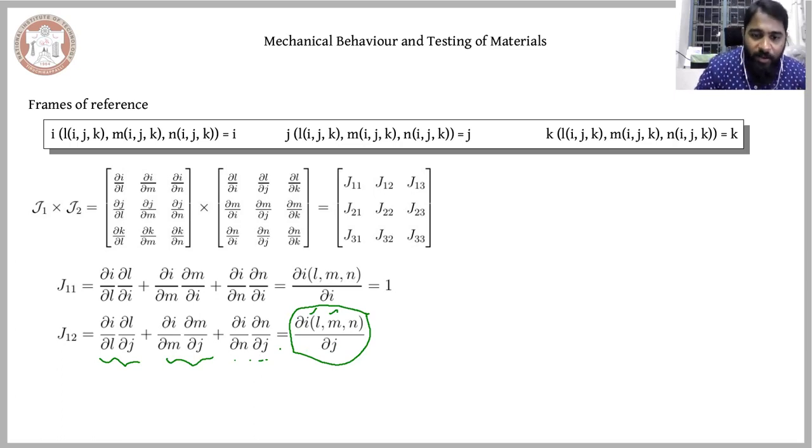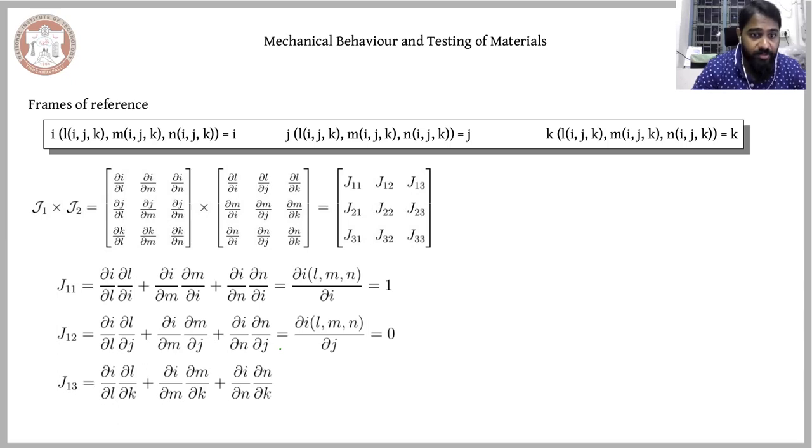Now it is vital to note that I'm considering how I is changing with respect to my J, and when both these I and J are orthogonal, they are perpendicular to each other, then there is no change in J or no change in I when the J is changing because they are perpendicular to one another. So this term will ultimately become 0.